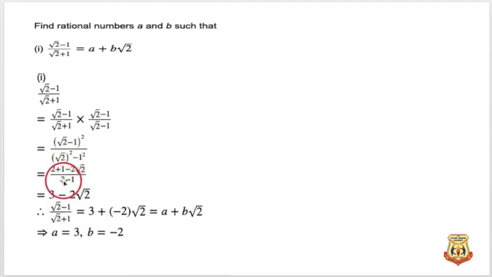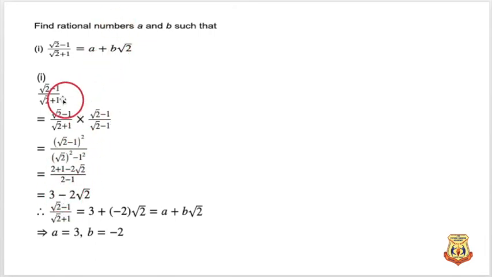2 plus 1 is 3, so 3 minus 2 root 2. And in the denominator we don't need to write anything because it is 1. Now you see, what is our answer? 3 minus 2 root 2. Now you see the right hand side, a plus b root 2. It's not looking the same.